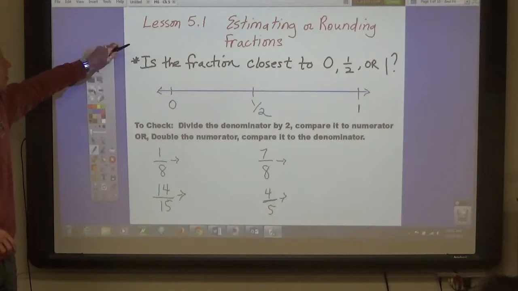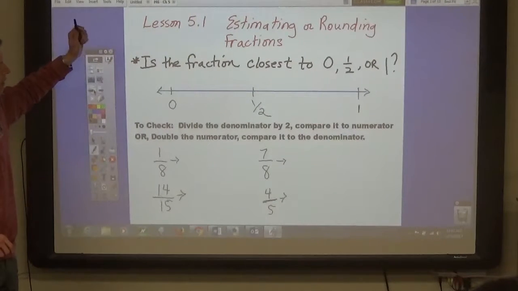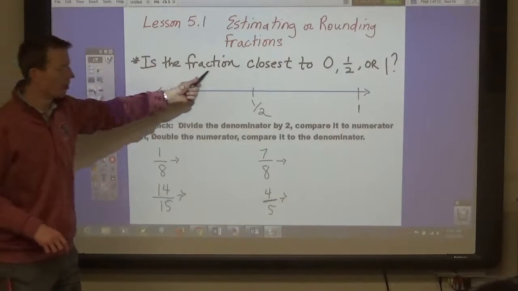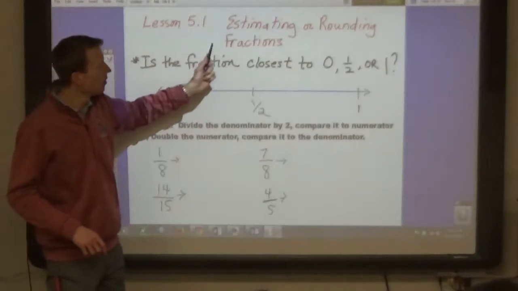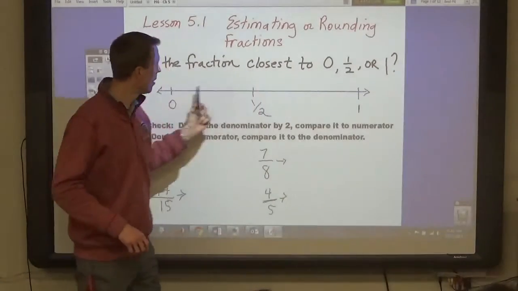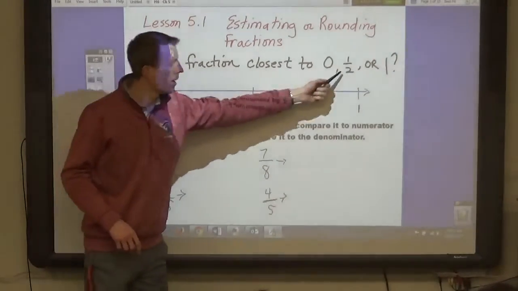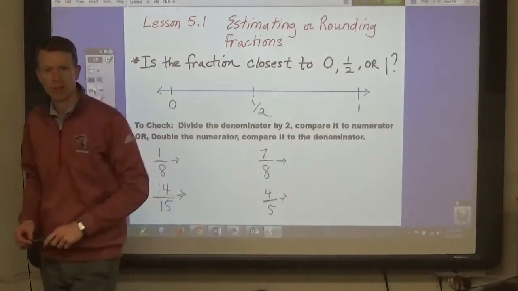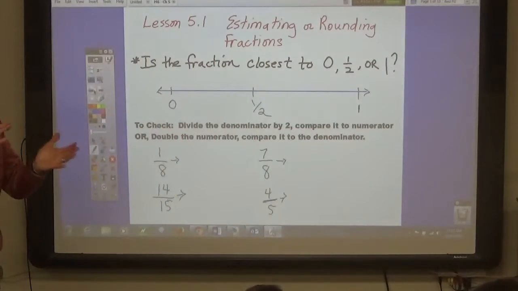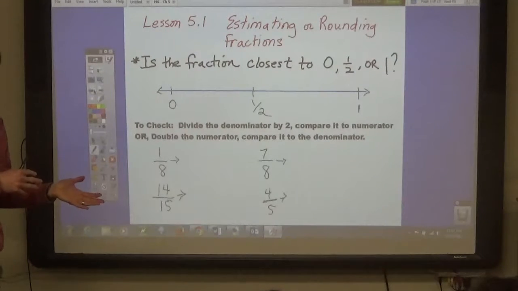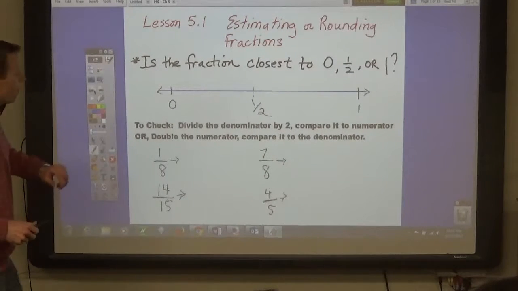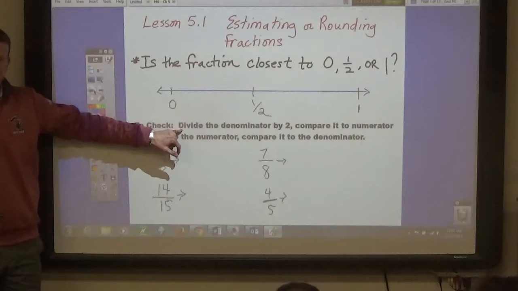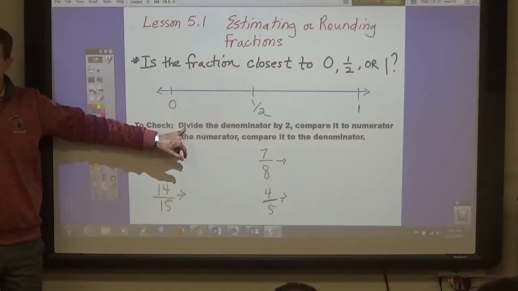Okay? So the first concept we're going to talk about is whether or not a fraction, when it's written, is closer to 0 on a number line, or 1/2 on a number line, or 1 on a number line. Because we're going to round fractions to either a half, or to 0 if it's closest to 0, or to 1. So, first of all, to check to see if a fraction is close to a half.